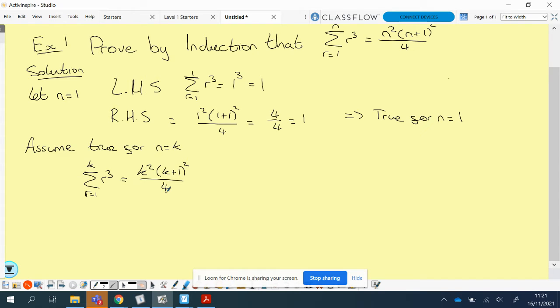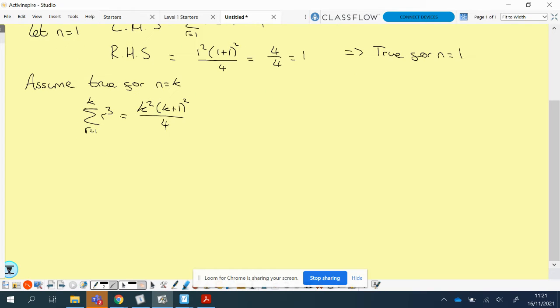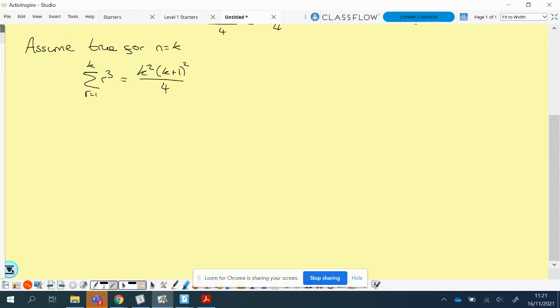What I want to do now is try and prove that it'd be true for the next step. Because if it's always true for the next step, then it's going to be true for any next number, therefore we can prove it for all values. Okay, so we're going to let n equal the next one, which will be k plus 1.